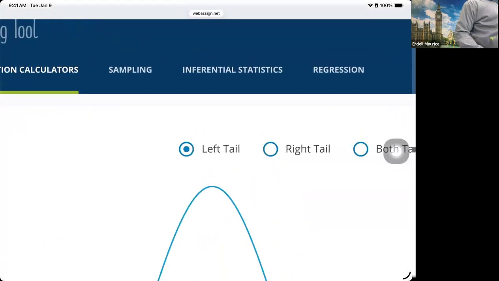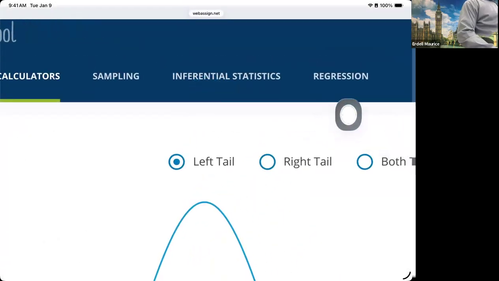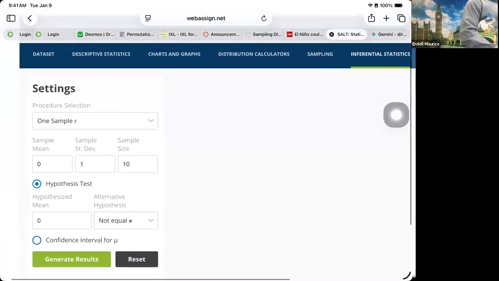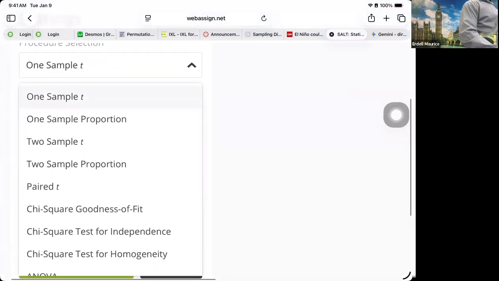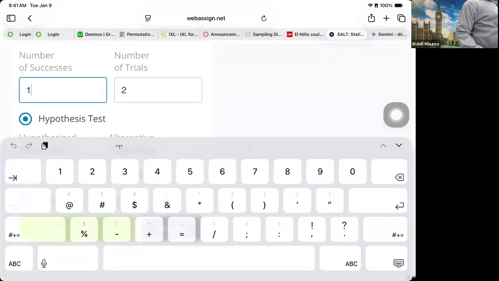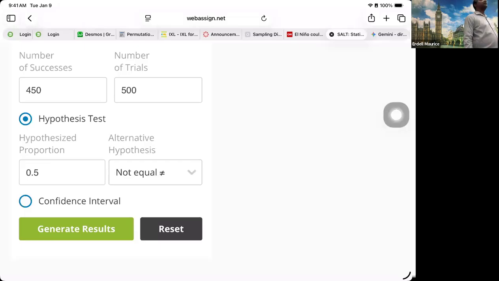Again, so in SALT right here, what you'd want is over here, inferential statistics. Again, same thing we used before, but this time we're going to select a one sample proportion as our selection right here. For your one sample proportion, you only need two numbers. The number of successes was 450, correct? Out of a total of 500 people who were asked. Is that okay? And what is the value for P?